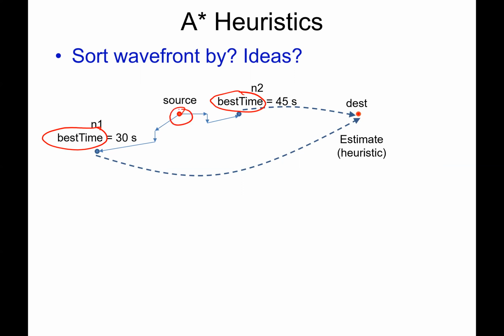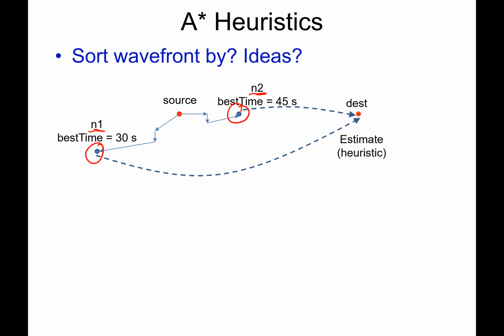Okay, so I've started at the source. I've already done a bunch of wavefront expansion. I've gone through that while loop where I'm putting things on the wavefront and taking them off a bunch of times. What I want to look at right now are two nodes in my wavefront, this one and this one. And I know the best time I ever found to both of them, because that's what I've been keeping track of in my Dijkstra's algorithm. So I know that the best time to this one, node 2, is 45 seconds. And the best time that I found to this one, node 1, is 30 seconds.